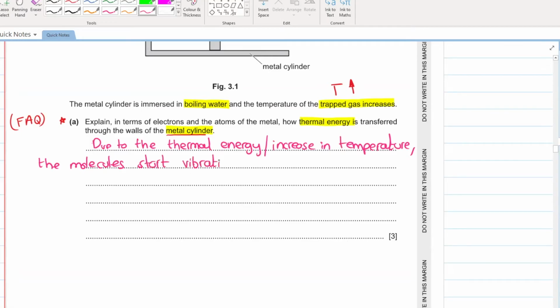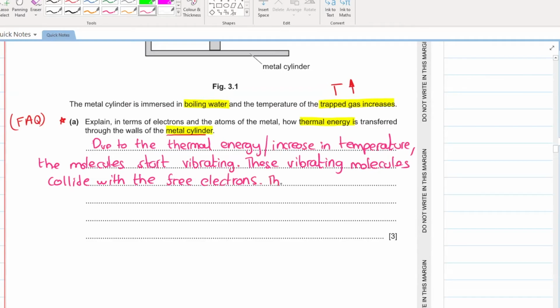Perfect. Just listen carefully to what I'm trying to say. These vibrating molecules collide with the free electrons. And if you want to write only electrons, that's also correct.